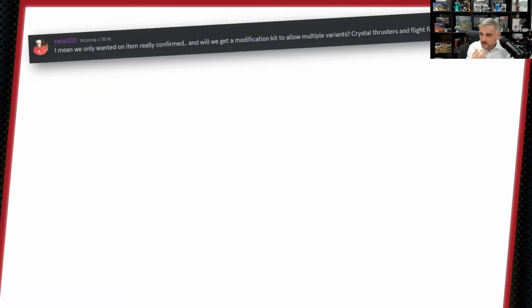Let's have a look. We only wanted the item really confirmed. The modification kit allows multiple variants, crystal, and so on. So this is definitely about the airship question. Yes, I want to make it modular. We have to make it modular.